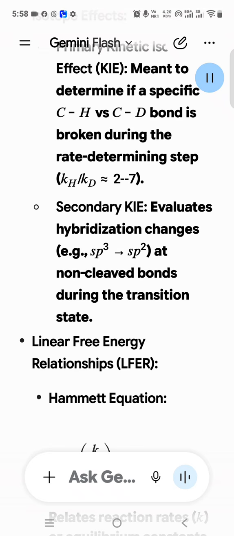Conformational control on reactivity, how axial versus equatorial orientations affect reaction rates and pathways. E.g., E2 elimination requires an anti-periplanar arrangement of the leaving group and neighboring hydrogen.